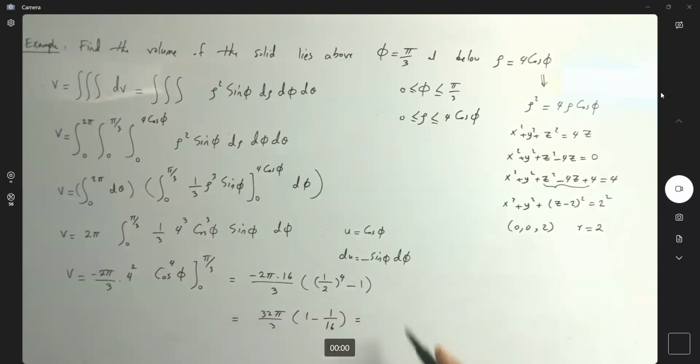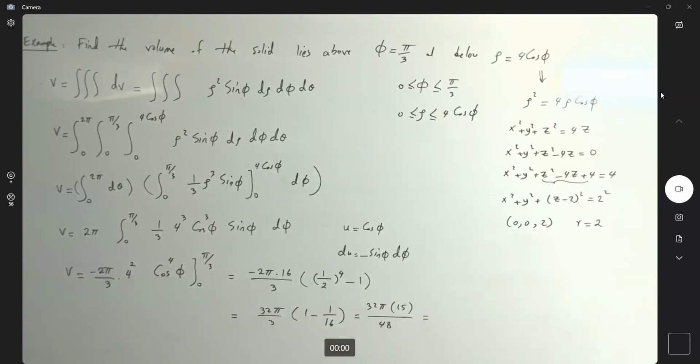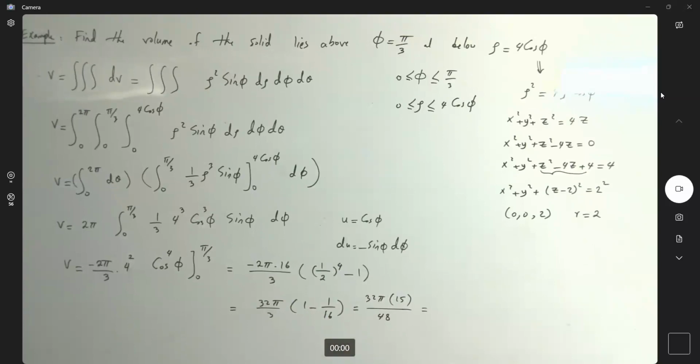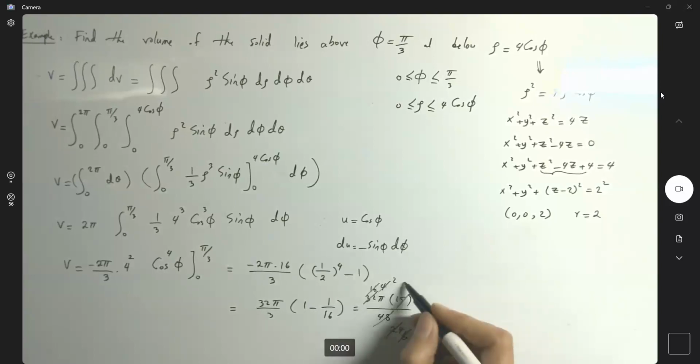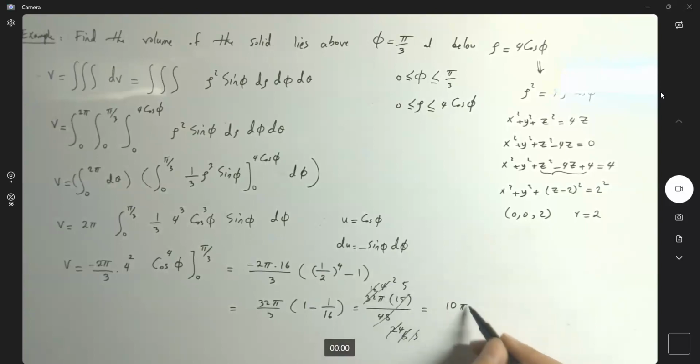We can do the algebra and take the common denominator between these two, 48, and 32 pi, and here you have 15. So if we do the multiplication, 32 times 15, or can we simplify this more? We can simplify this a little bit more: 24, and here you have 16, and then you have a 4, a 6, a 3, and a 2, and this is going to be 5, so it's going to be 10 pi.